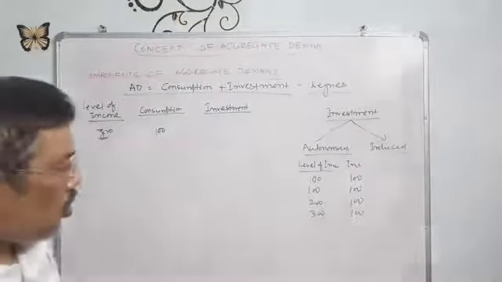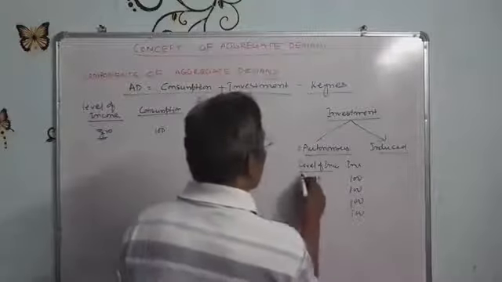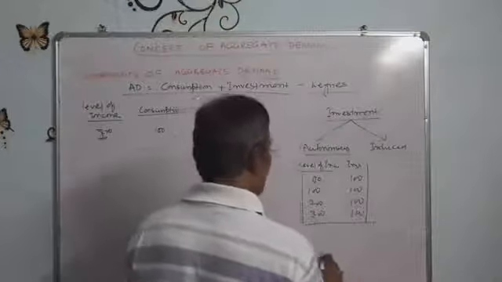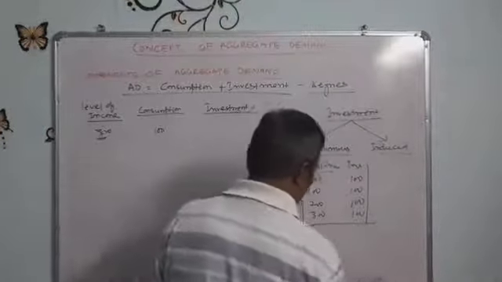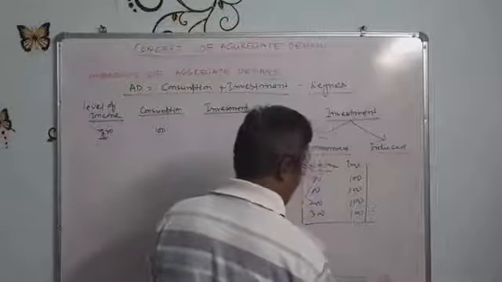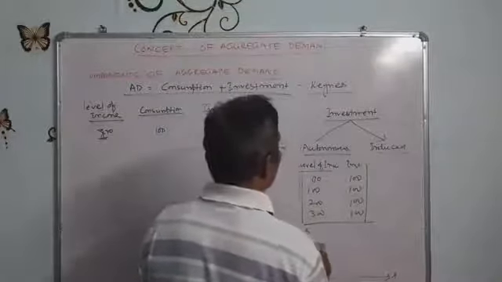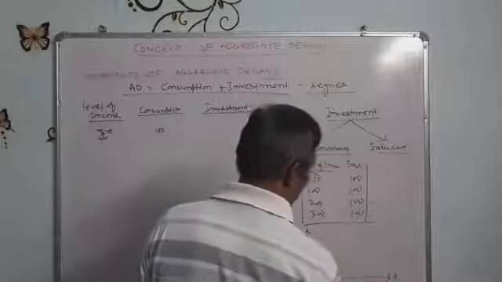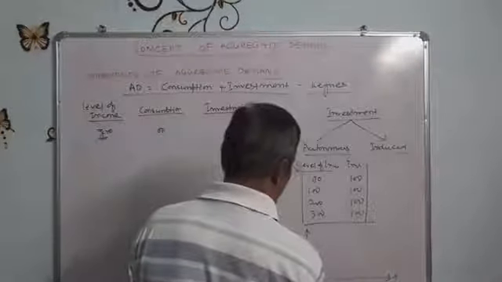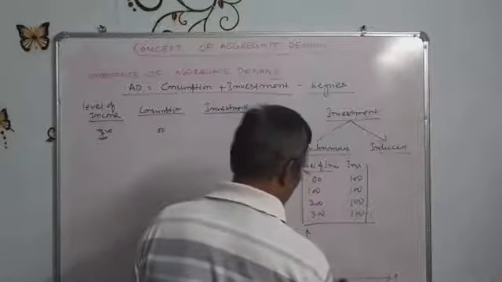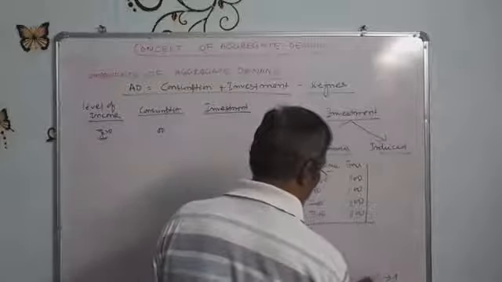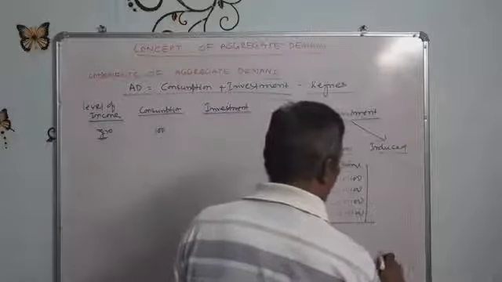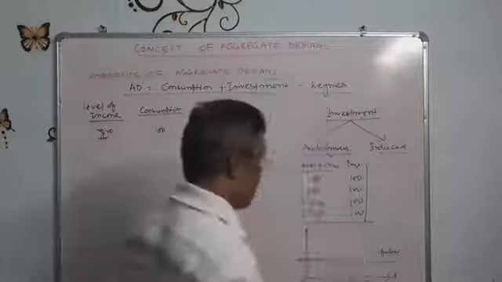In case of autonomous investment, when level of income is 0 the investment is 100, and it remains constant. So the investment curve will be like this. This is the OX axis, the level of income, and this is 100, 200, 300, 400, like this. This curve is called the autonomous investment curve.